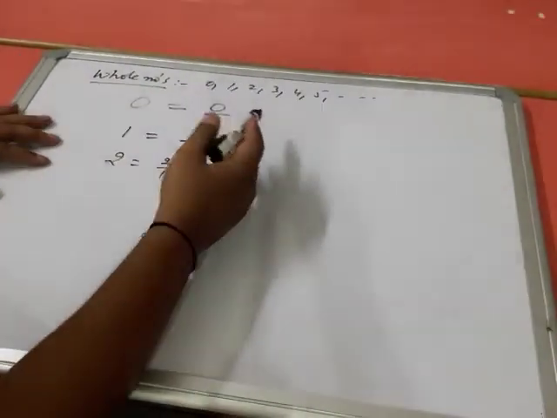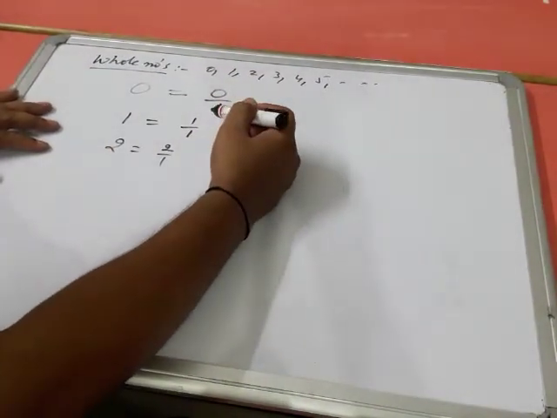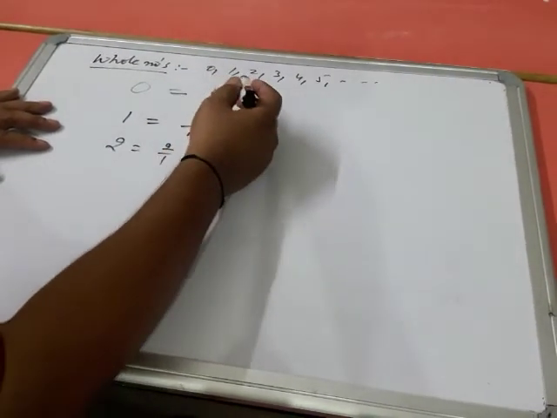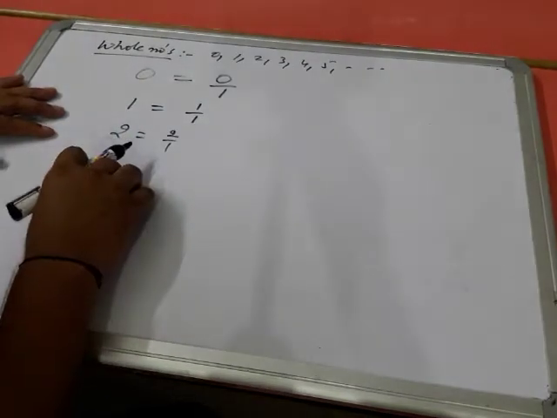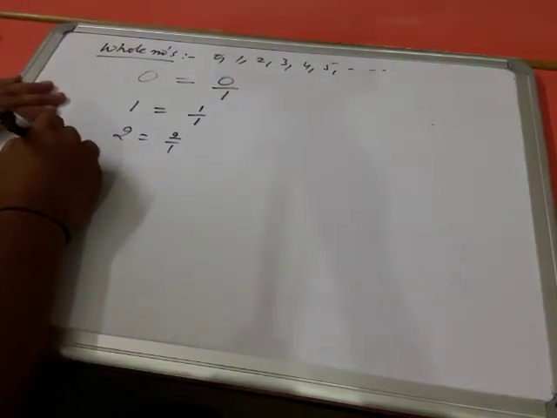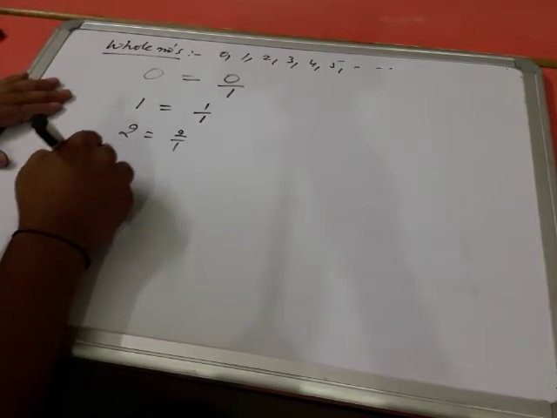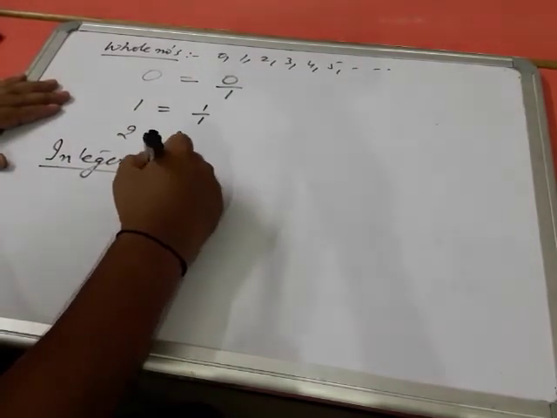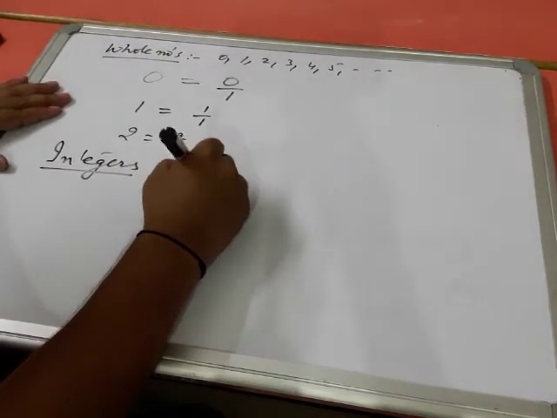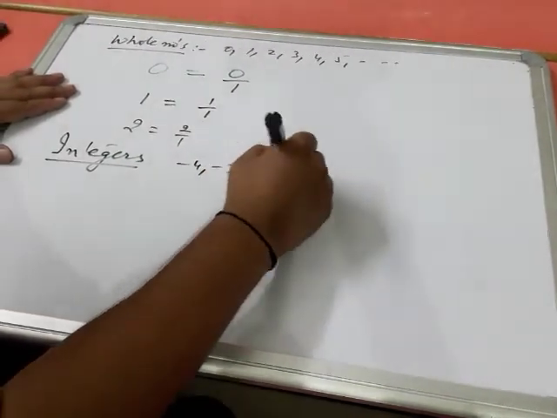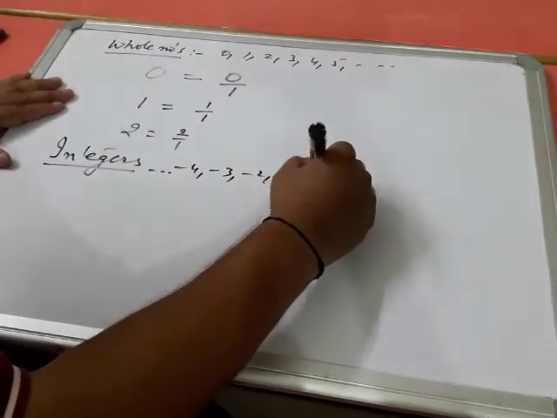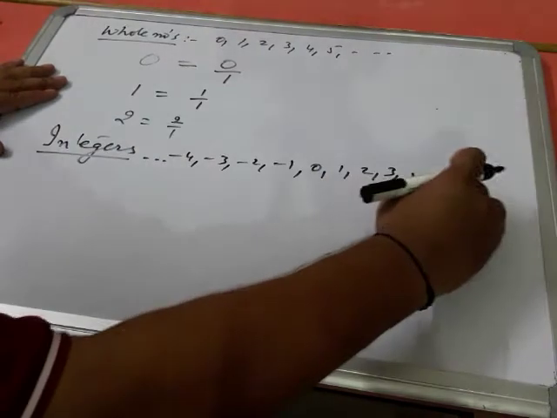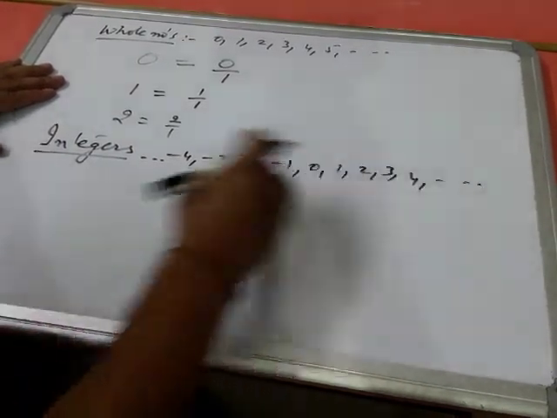So, natural numbers can be written in P upon Q form, so they are also rational numbers. Whole numbers can be written in the form of P upon Q, so they are also rational numbers. And what about integers? What are integers? Integers are, for example, -4, -3, -2, -1 and so on, then 0, 1, 2, 3, 4 and so on. These are all integers, extended up to infinity.